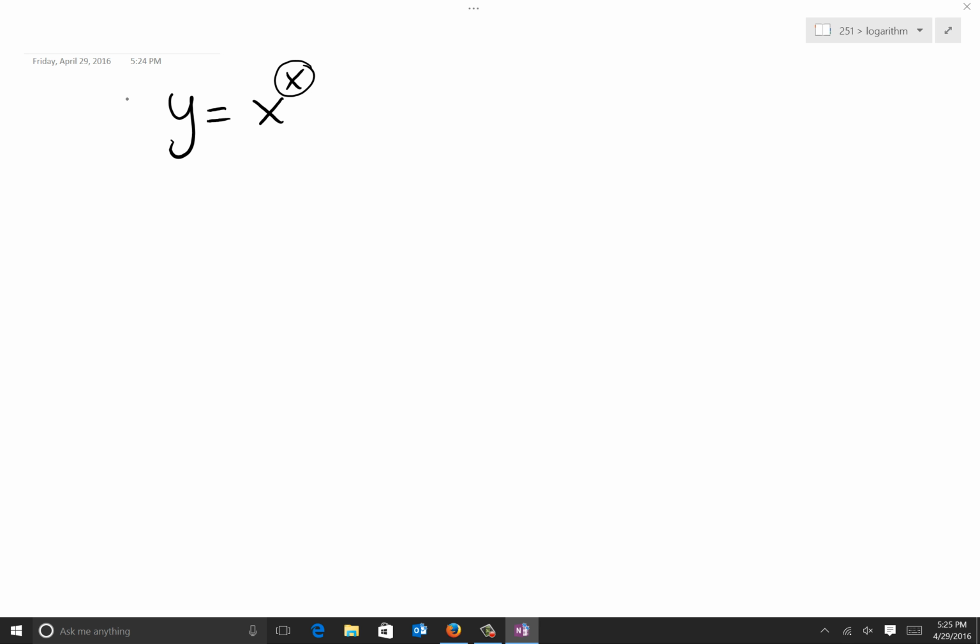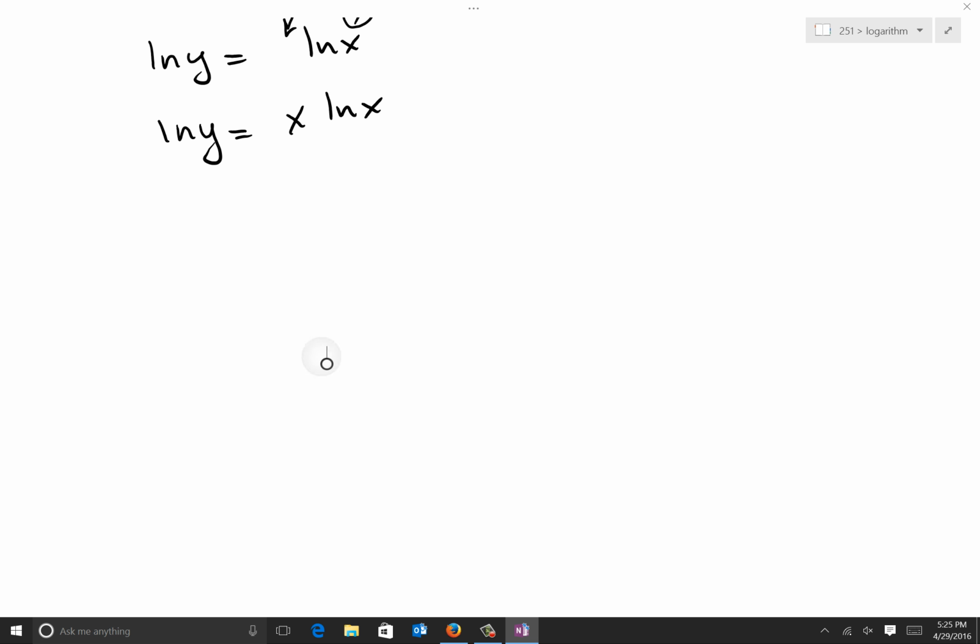Well, the only way I can do that is if I take the log of both sides. So watch me do it. So I get the ln of y equals the ln of x to the x power. Well, this fella can come out front. So it's the ln of y equals x ln of x. And then you're going, well, wait a minute. This looks like a job for implicit differentiation.